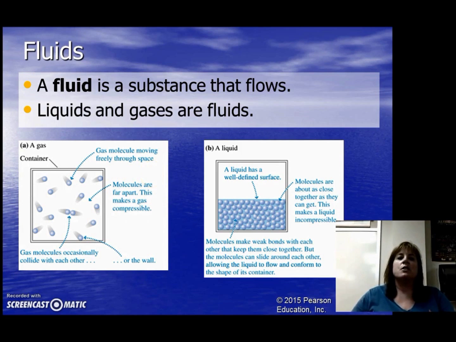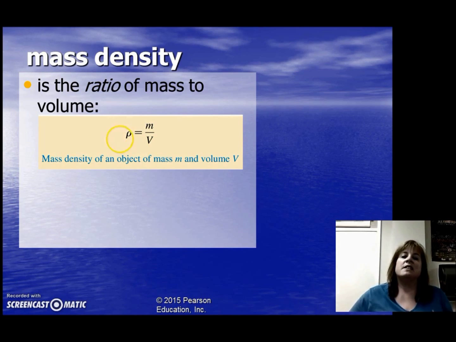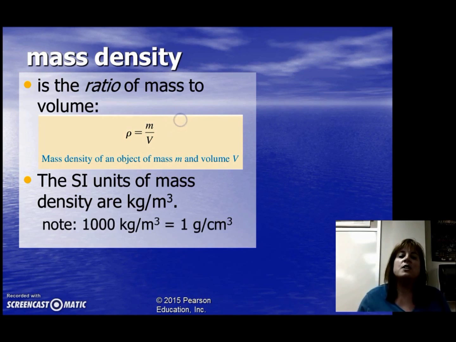Another property we need to know about is density. Now, we're talking about mass density in this unit. There are different types of density, but since we're just talking about mass density, we're going to just call it density. The symbol for density is rho, the Greek letter rho. It's the amount of mass divided by the volume. The SI unit for density is kilogram per meter cubed. However, in chem, a lot of times we use grams per centimeter cubed. So if you ever run across grams per centimeter cubed, you need to convert it into kilograms per meter cubed.